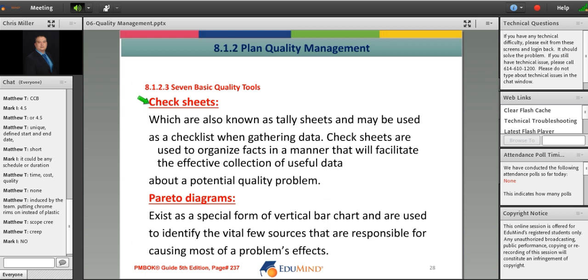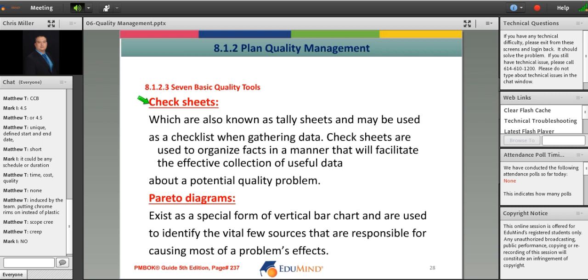All right, check sheets, which are known as tally sheets, may be used as a checklist when gathering data. Check sheets are used to organize facts in a manner that will facilitate the effective collection of useful data. And then here's a big one, the Pareto diagram. We definitely want to hit this one, okay? So a Pareto diagram exists as a special form of a vertical bar chart and is used to identify the vital few sources that are responsible for causing most of a problem's effects.